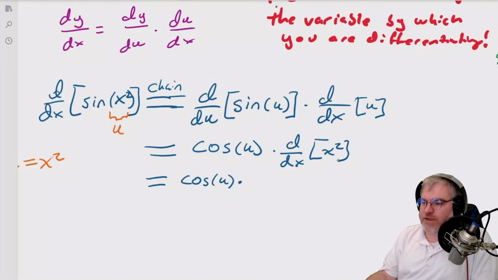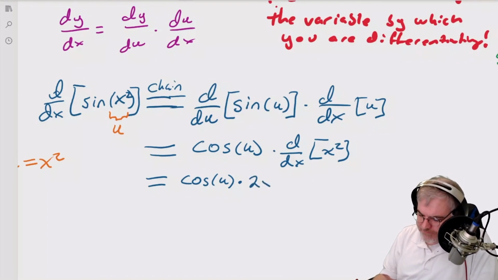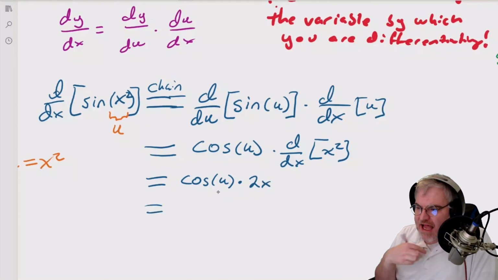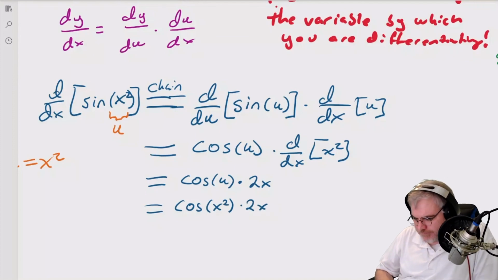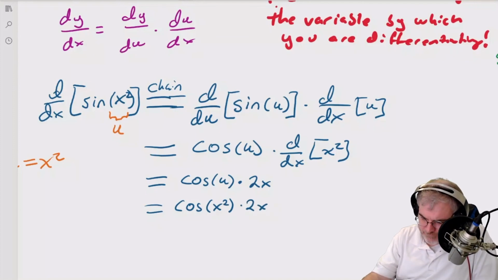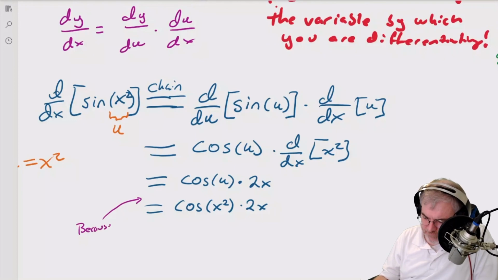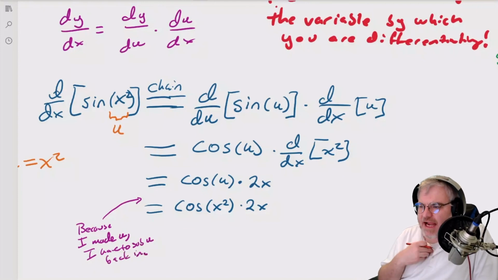Now I take the derivative with respect to x of x squared. I get 2x. Now, because I made u, I have to sub u back in. And that's my answer.